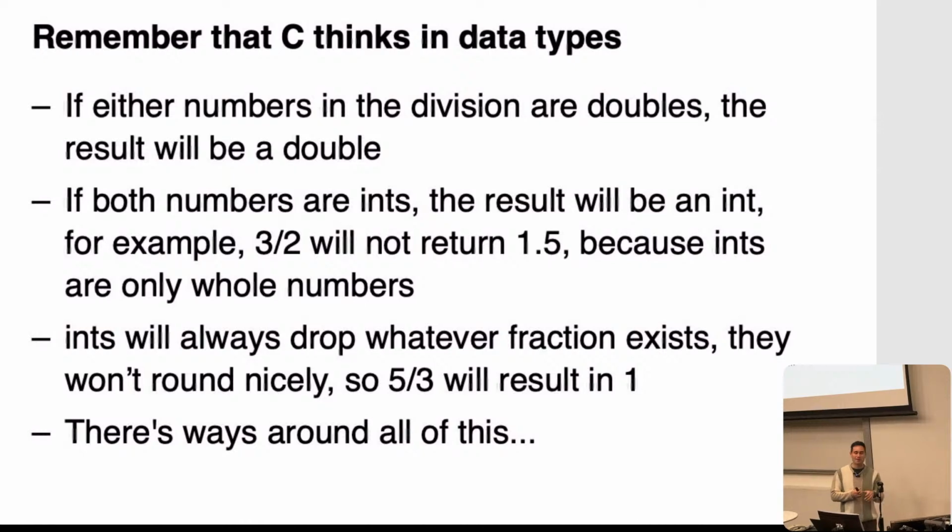So remember that C thinks in data types. This is the part that will trip a lot of you up. So pay attention for a second here. This is really annoying. It annoys me a lot, at least. So let's say you're dividing two numbers, an integer and an integer. What do you think the result will be? An integer, not a double. So if you divide 1/3 integers, you're not going to get 0.3. Let's prove that.